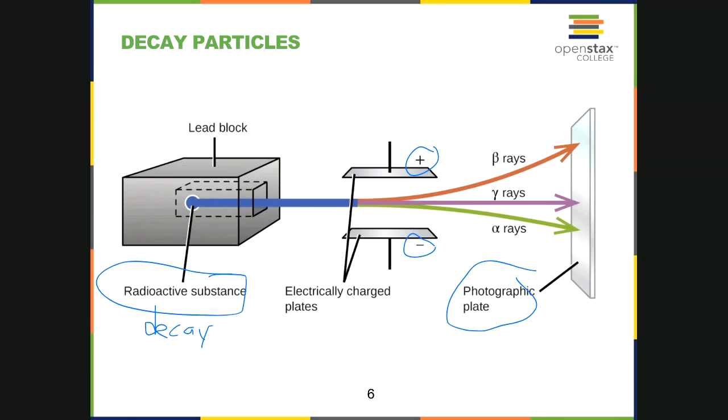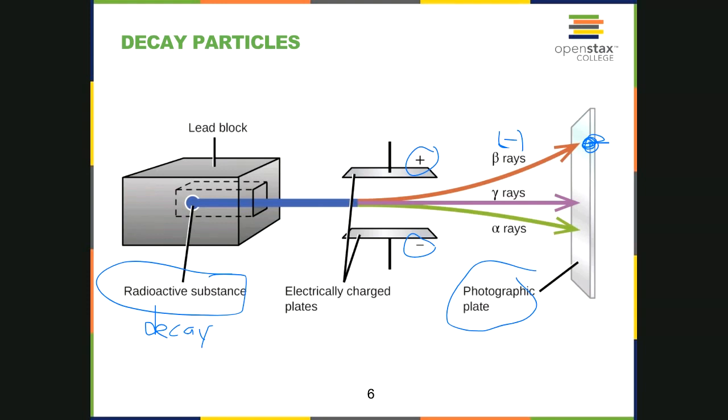They noticed that some of the spots that they were getting on their plate were not in the middle. Some of them were to the top, being attracted to this positive plate. So they realized there had to be particles that were negative. So those were your beta rays, or those were your electrons.